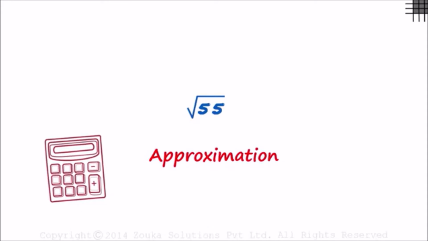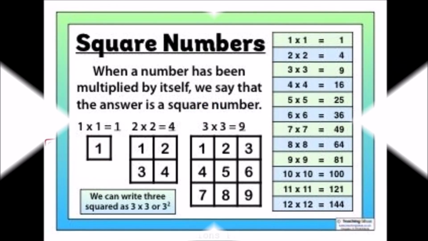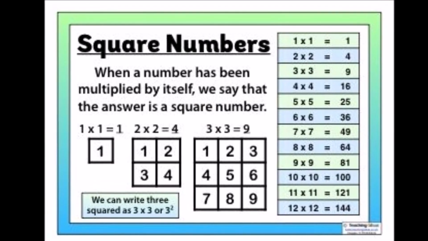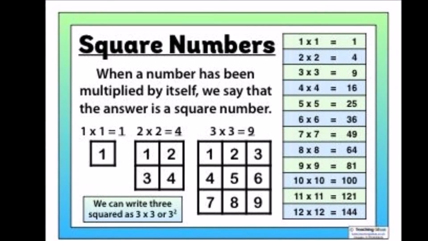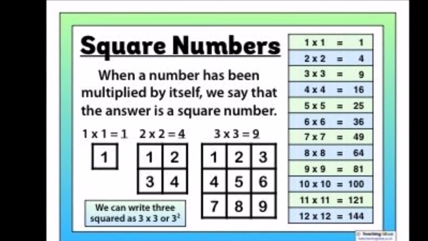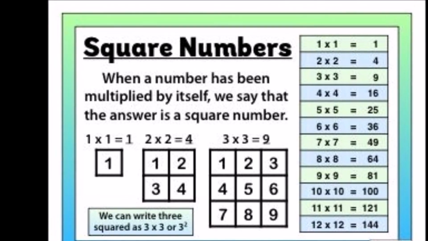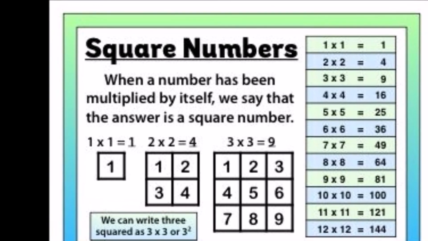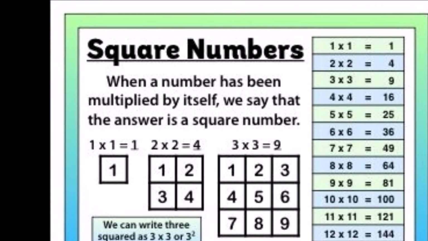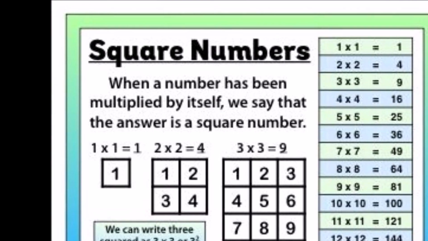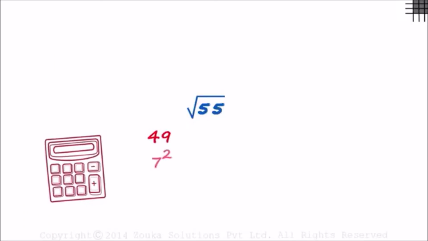All we need to do is to think of two perfect squares that 55 lies in between. By the way, what are square numbers? When a number has been multiplied by itself, we say that the answer is a square number. So on the right of this picture, you have square numbers from 1 to 12. Now going back to the example, 55 lies in between 49, which is 7 squared, and 64, which is 8 squared. That gives us a big hint.